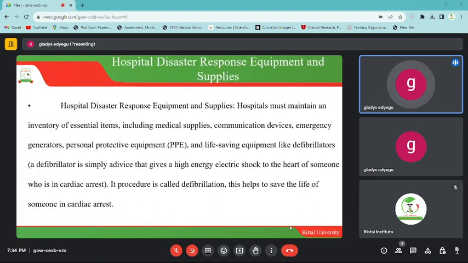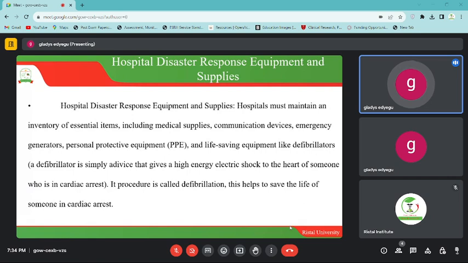So, hospital disaster response equipment and supplies. We realize that we cannot provide these services, or we cannot respond, when we don't have the equipment and we don't have the supplies. Sometimes some kinds of disasters can occur and you cannot do without having equipment to help you address the disaster, or the supply to help you address the disaster. So we want to understand what some of these equipment and supplies are that we really need to help us address our disaster.